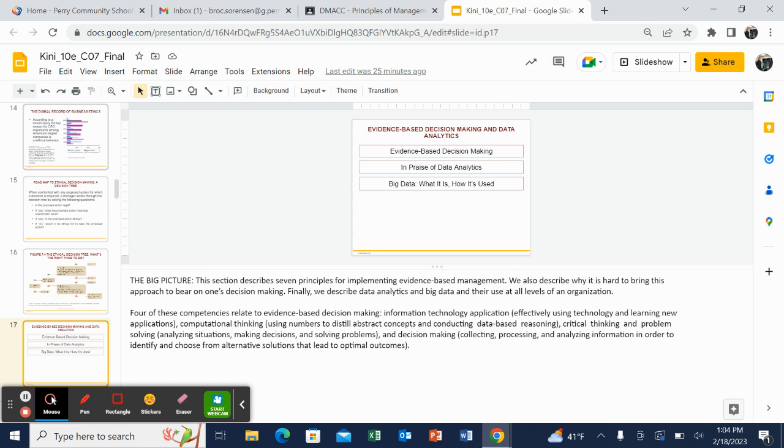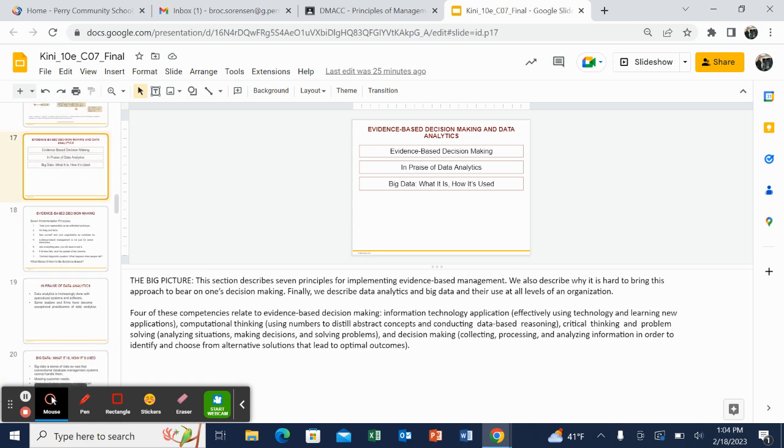So as we switch gears from ethical decision making for a little bit, now we take a look at evidence-based decision making and data analytics. So we take a look at evidence-based decision making, in praise of data analytics. So we'll take a look at data analytics, and then we'll take a look at big data, what it is, and how it is used. So really the big picture here. So this section describes the 7 principles for implementing evidence-based data. We also describe why it is hard to bring this approach to bear on one's firm's decision making. Finally, we take a look at data analytics and big data and their use at all levels of an organization.